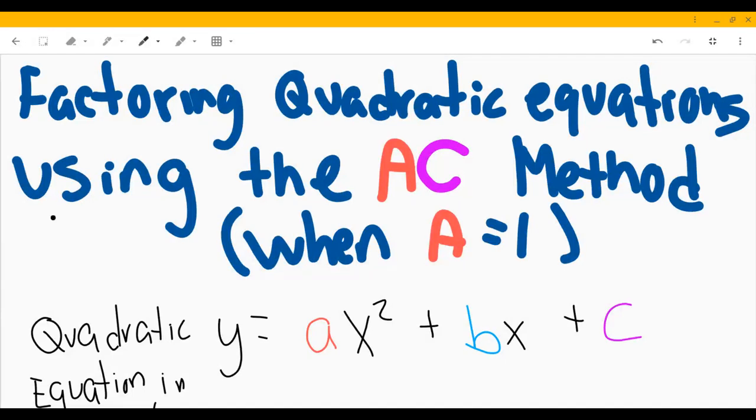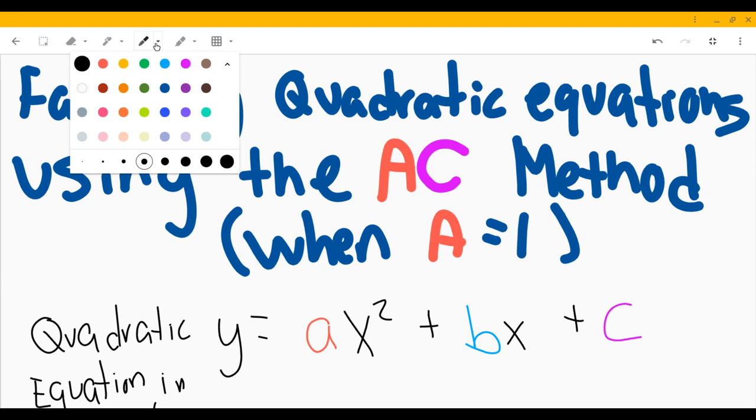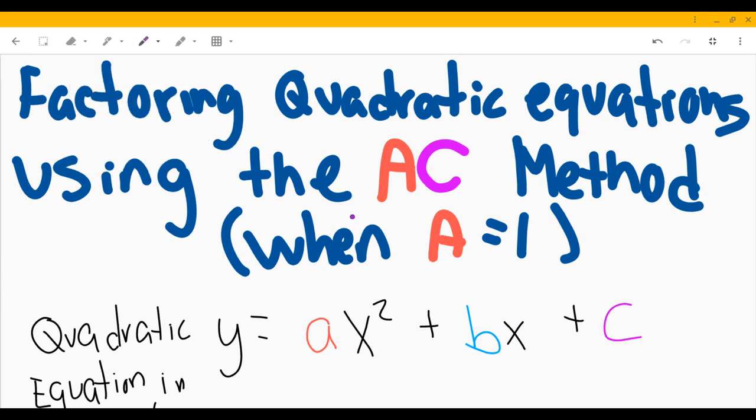Let's talk a bit today about factoring quadratic equations using the AC method, specifically when A is equal to 1. So maybe further down in Algebra 2, you'll learn about using the AC method, maybe even tomorrow, when A is greater than 1. But for today, we're going to focus on factoring quadratic equations just when A is equal to 1.